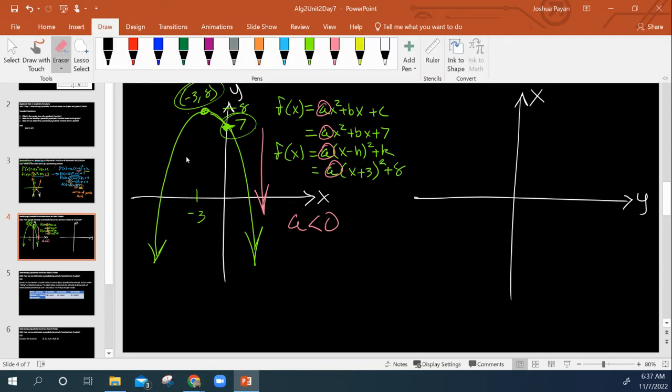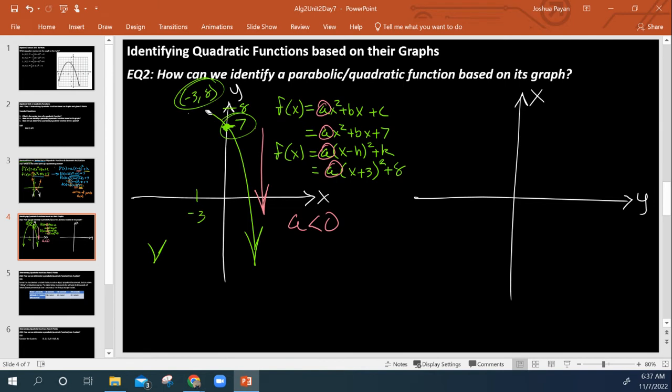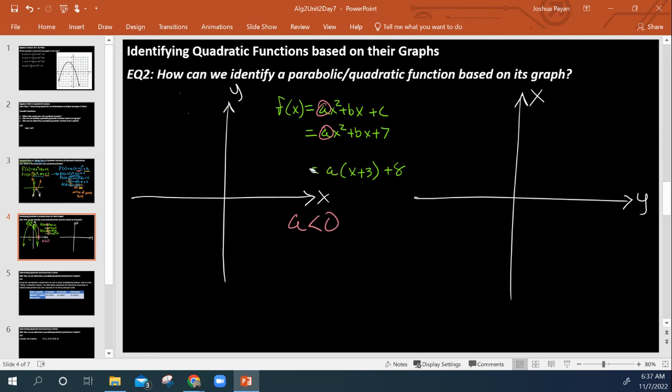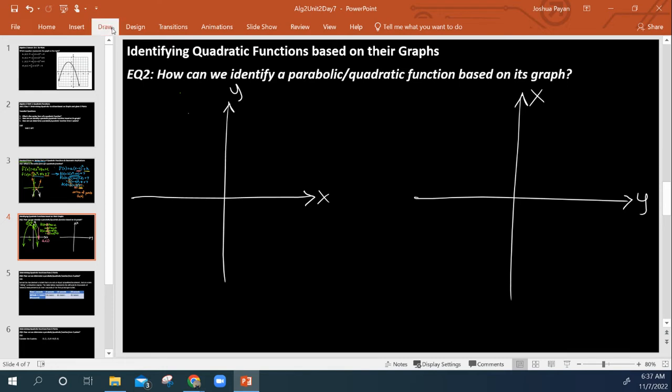Okay, so now let me throw a curveball at you. You're not always going to have y as a function of x. You may have x as a function of y. Okay, and that can get a little bit crazy, right? It can get topsy turvy. So let's look at one of those.